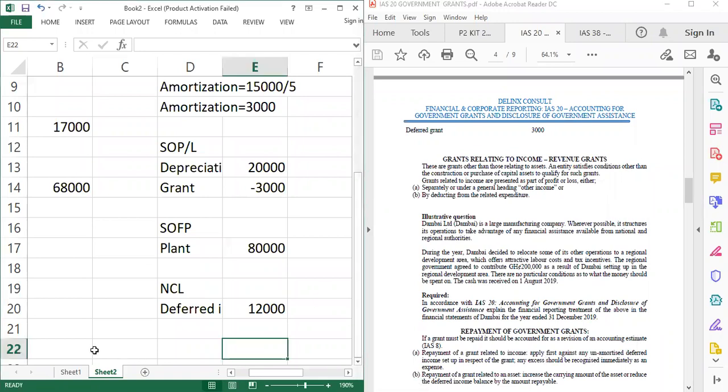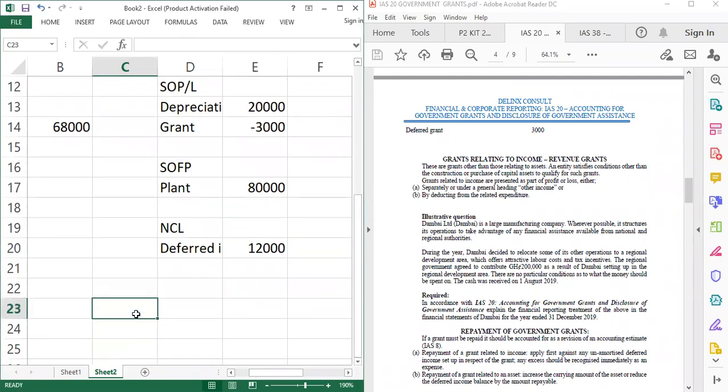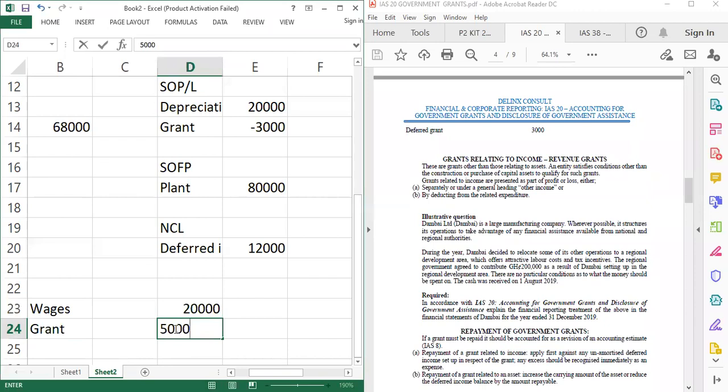So what they are saying is that if you are given a grant to pay employee salaries, wages of 20,000, and the grant given to you in relation to this is 5,000, you can show the total wages as expense, and you can also show the grant as other income in the statement of profit or loss. Or you see that, okay, if I'm to pay the people 20,000 and government is giving me 5,000, it means that in effect, I'm paying only 15,000. So you net the grant against the expenditure. That is the second point that they are talking about.